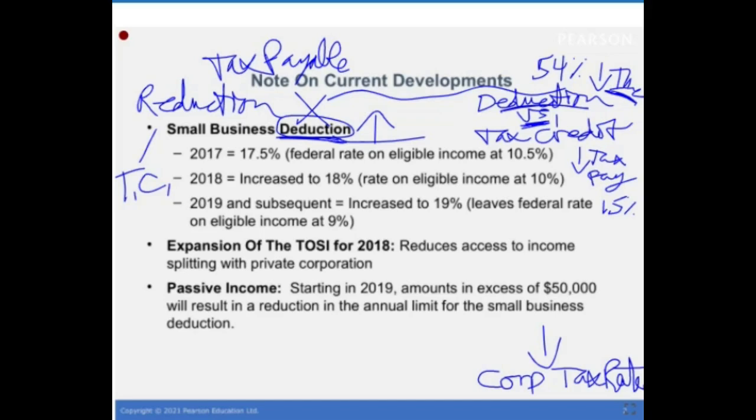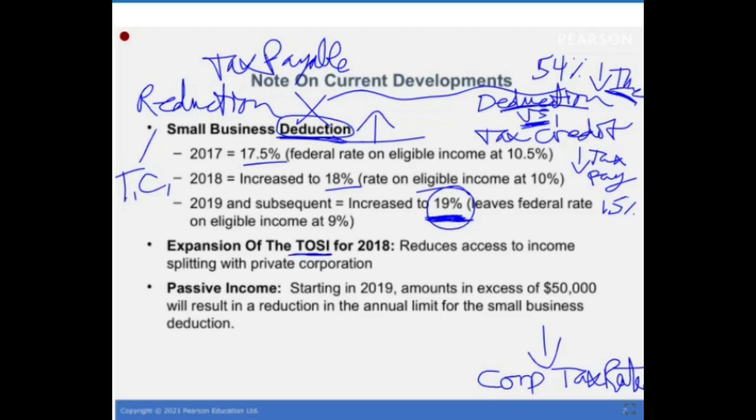As this small business deduction tax credit, if you will, has increased, it is now 19%. That decreases the effective corporate tax rate. So we went from 17.5 to 18, and now all the way up to 19%. That is a 19% reduction in the tax rate that you will pay effectively for the corporation.